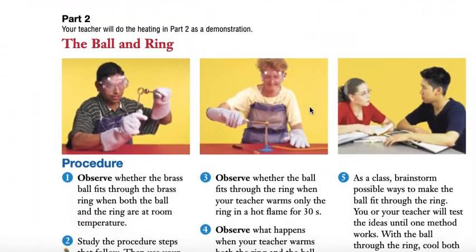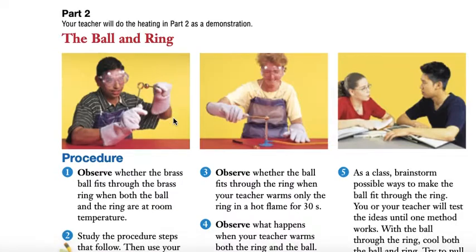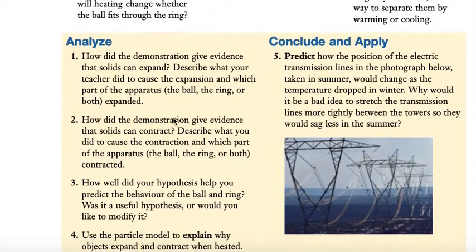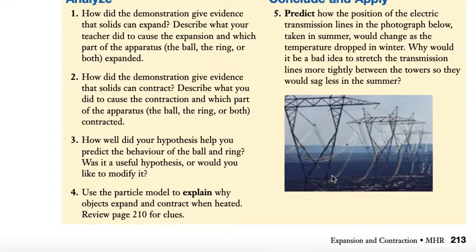And then there's another ball and ring lab that you can do. We don't have the materials for this, but you can easily fit this ball through this ring when it's cool, but then if you heat it up, it will expand and you will not be able to pass it through the ring because the metal has expanded. So these questions actually ask you to apply what you have learned about telephone wires and explain why objects contract and expand when they're heated.